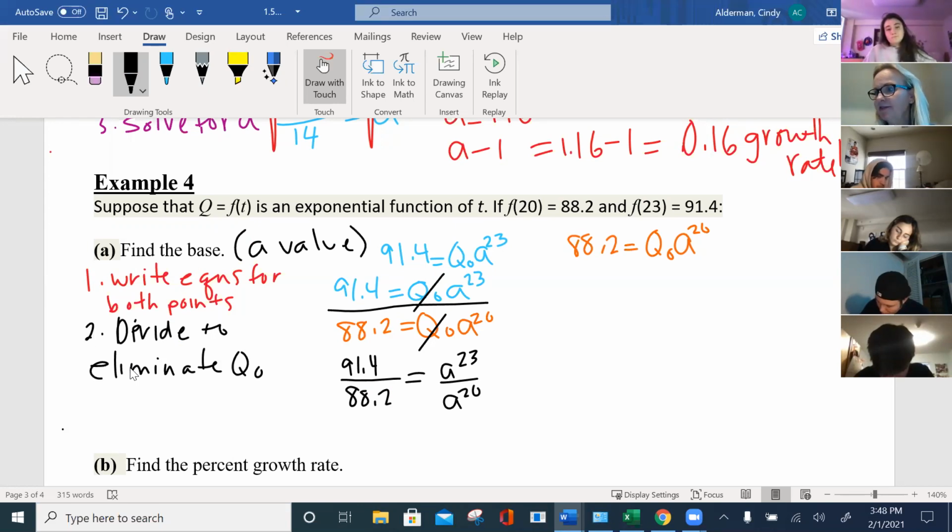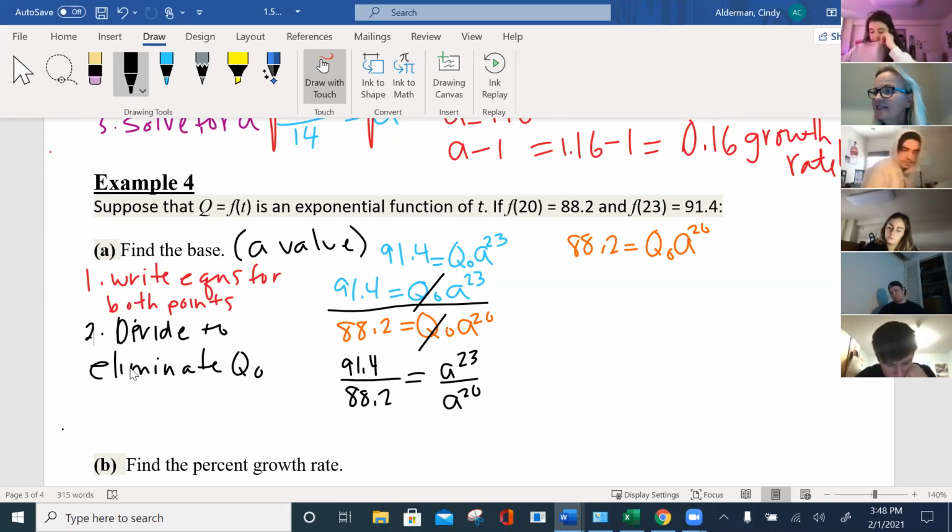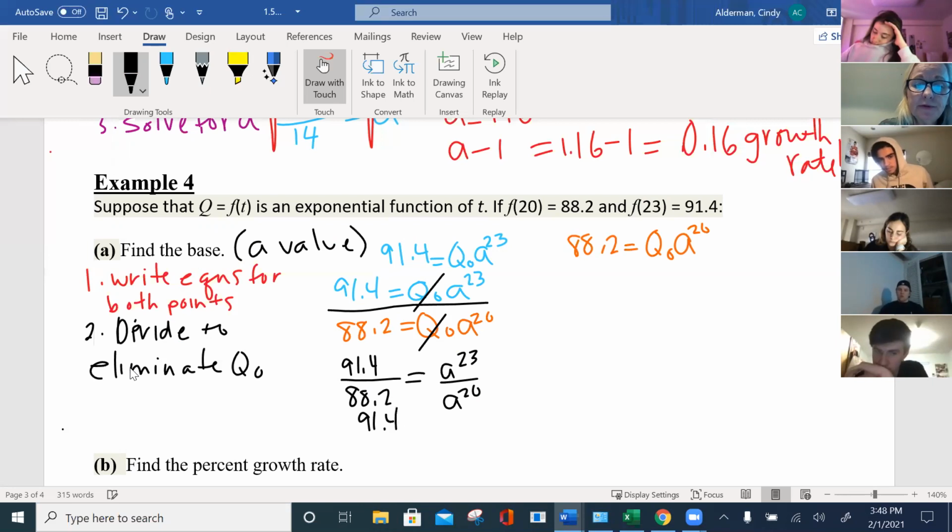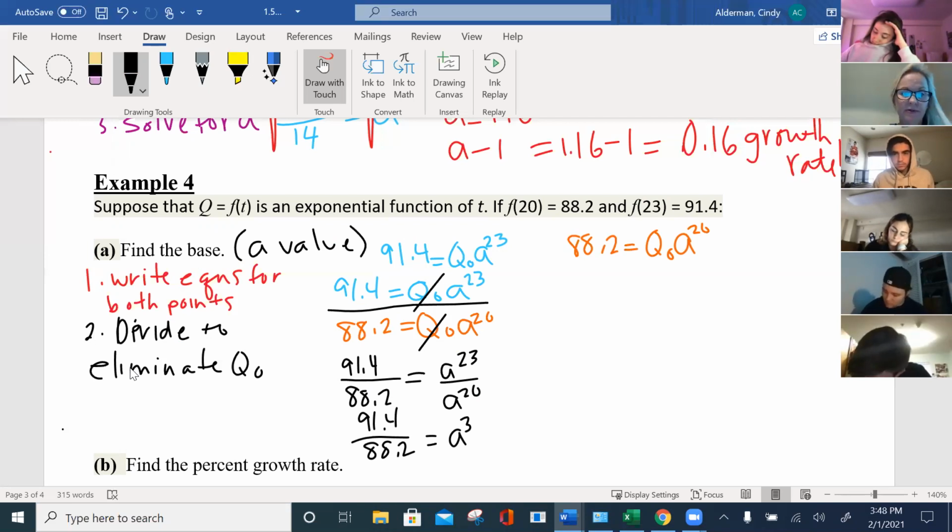So I know I can simplify the left side, right? Can I simplify the right side? This is where algebra 1 comes in. Is it just A to the third? Yeah, it's A to the 3rd. Thanks, Dylan. You're just using your exponential rules for division. So we can say that 91.4 over 88.2 is equal to A to the 3rd, because it's just 23 minus 20. You use the quotient rule, you subtract exponents.